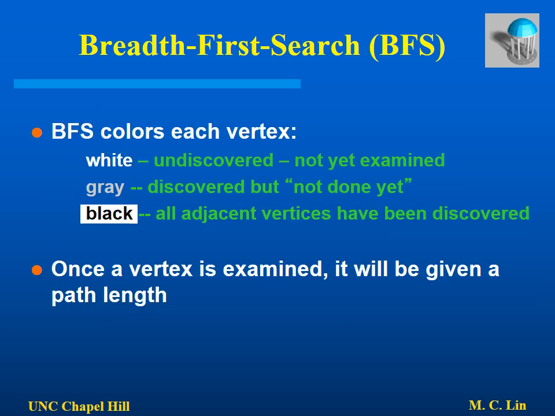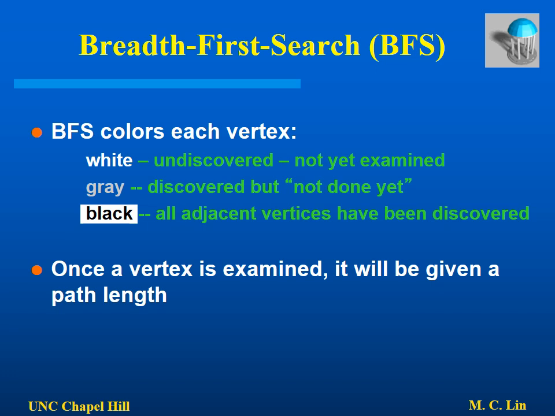The search algorithm colors every vertex. We will initially color all the vertices white. They have not been discovered. That is to say, they've not yet been examined at all. When we first examine a vertex, we will color it gray. We've begun examining it, but we've not done examining it.